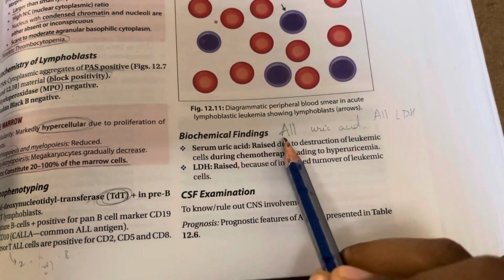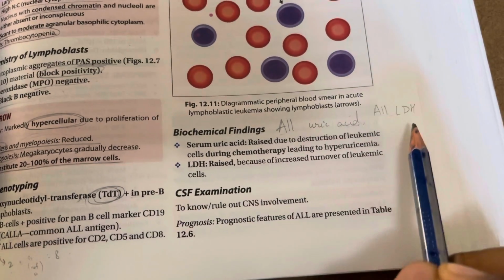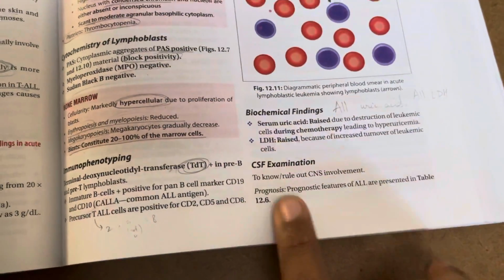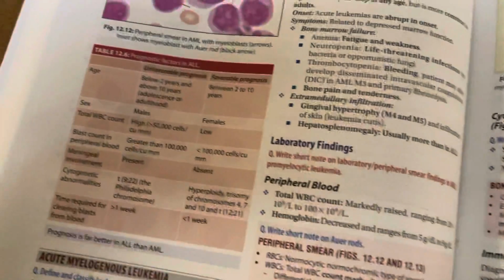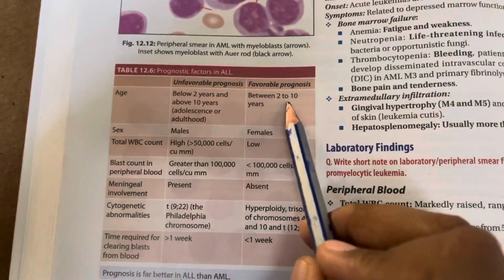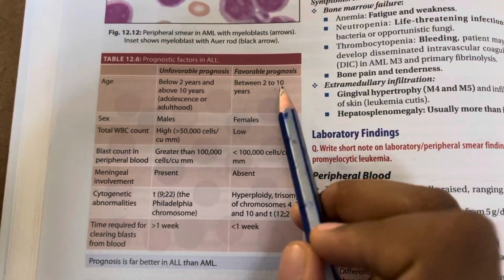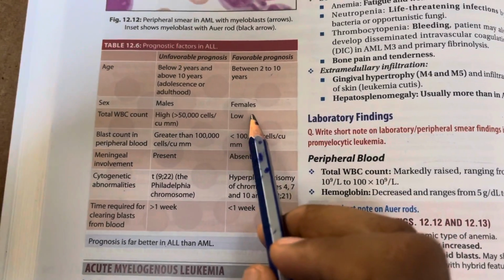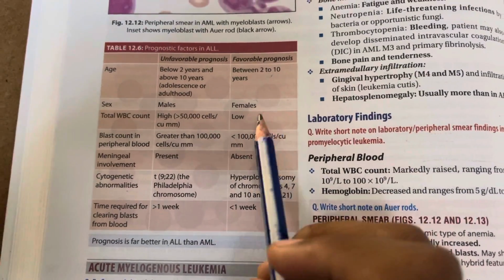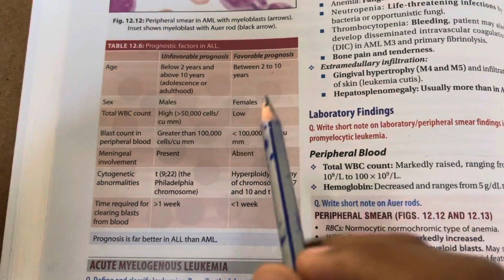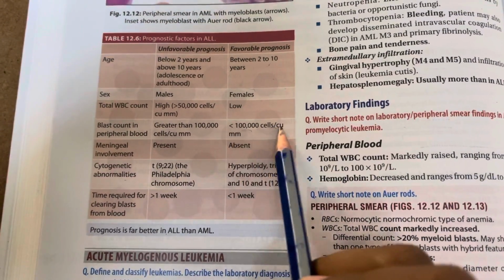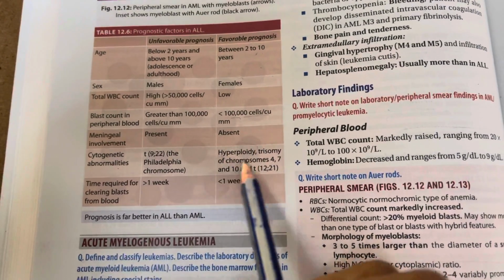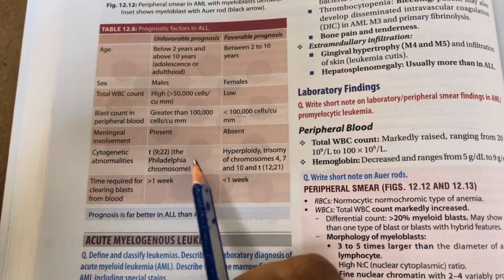Biochemical findings: remember, in ALL uric acid increases and LDH increases. In CSF examination, you do it to rule out CNS involvement, because CNS involvement is an unfavorable prognosis. Age 2 to 10 years is favorable; below 2 and more than 10 is unfavorable. White females have a favorable prognosis. If the total WBC count is low, with blast cells less than 100,000, it is favorable. If CNS involvement is absent, it is favorable. Hyperploidy is favorable. Philadelphia is unfavorable.